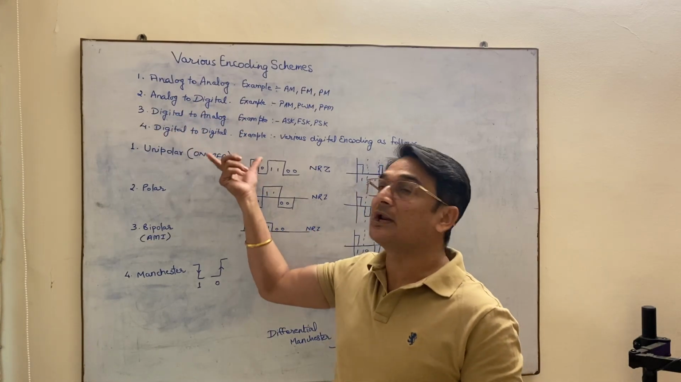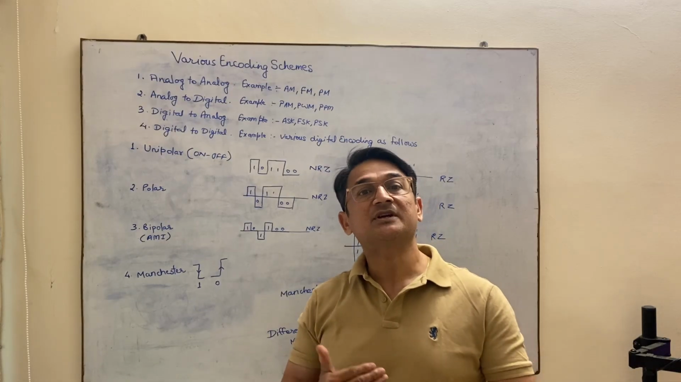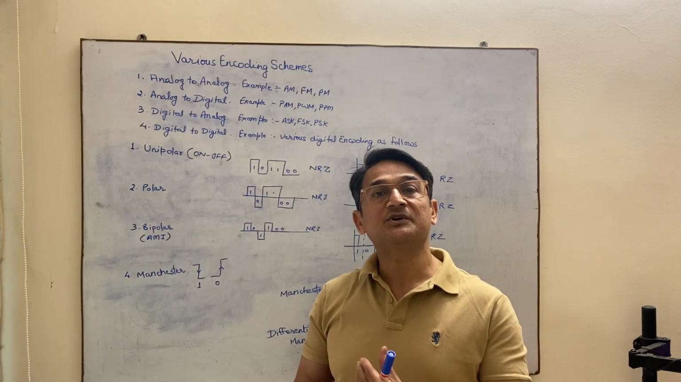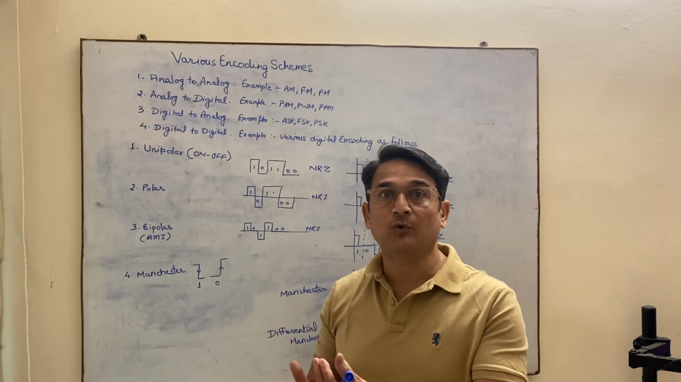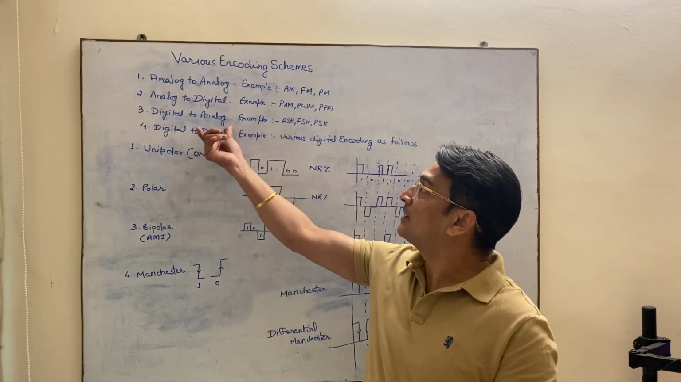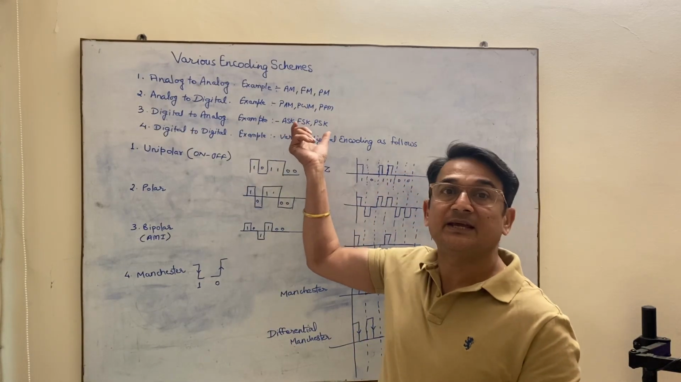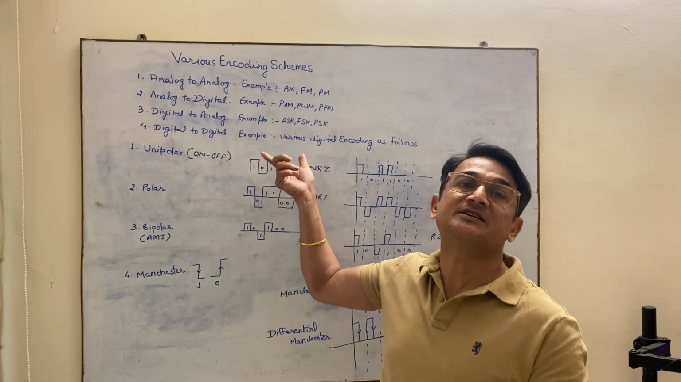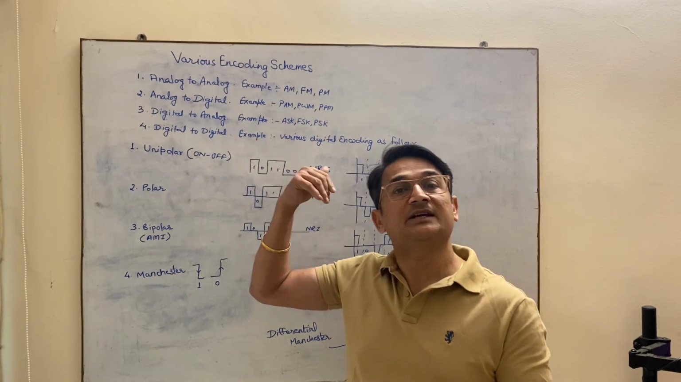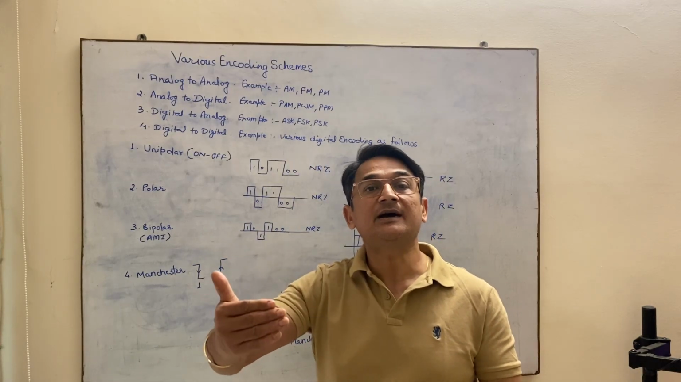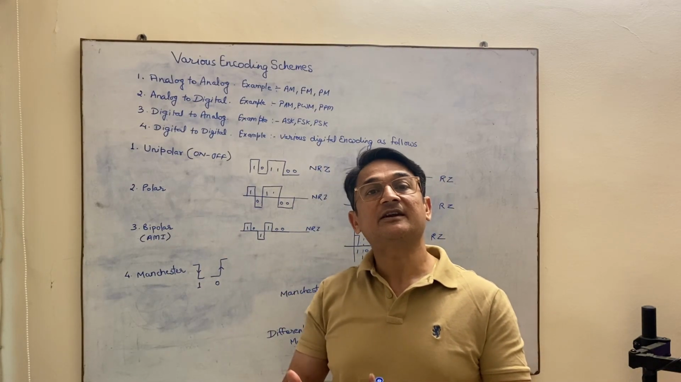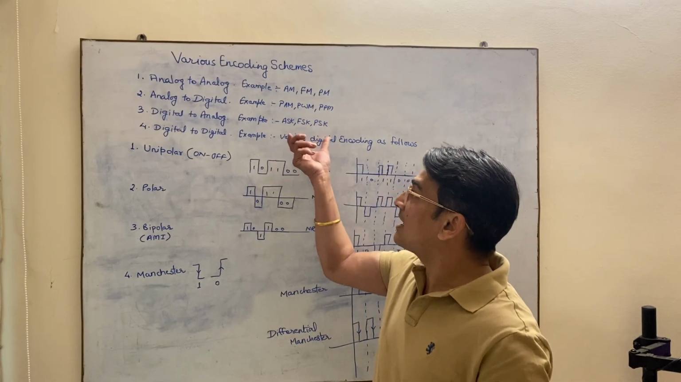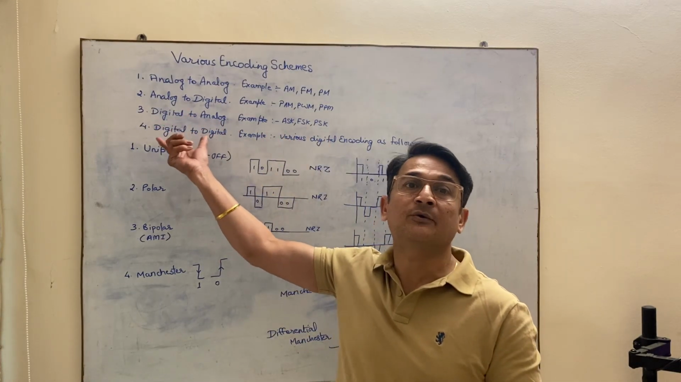Third is digital to analog. That means our information is in the form of digital and we are converting this digital information into its corresponding analog output. Examples of such encoding are ASK, FSK and PSK, that is amplitude shift keying, frequency shift keying and phase shift keying, in which the information is in the form of binary data and we combine this binary data with a high frequency carrier signal to transmit it. Such techniques are known as digital to analog encoding techniques.